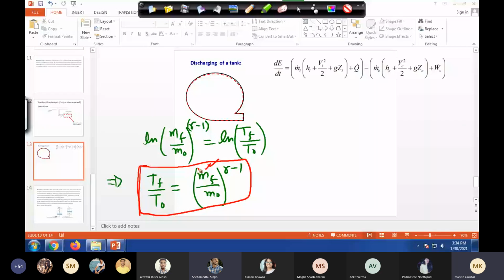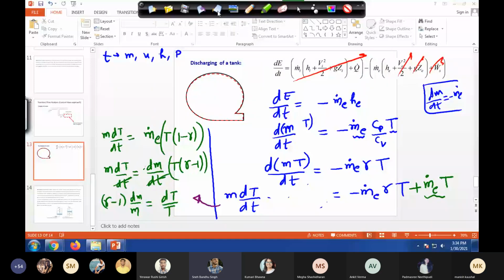Sir, I have only one doubt. Yes, please come. Sir, while obtaining this differential equation, we have written H as CPT on the left side, and E as CVT. But sir, these both T are different, no? No. One T is for the control volume, and one T is for gas exiting. No, that's what I'm saying. That's where the confusion is. There should not be any confusion.